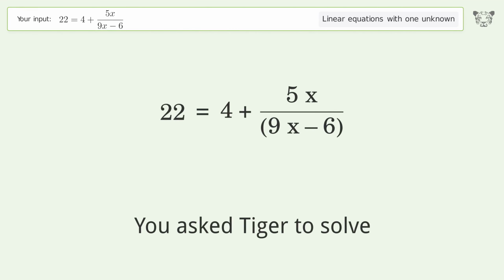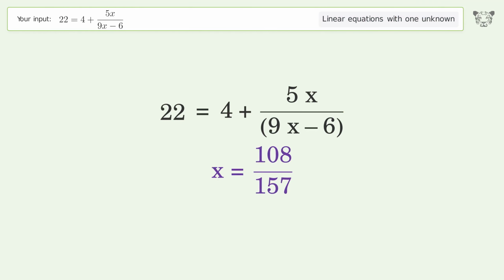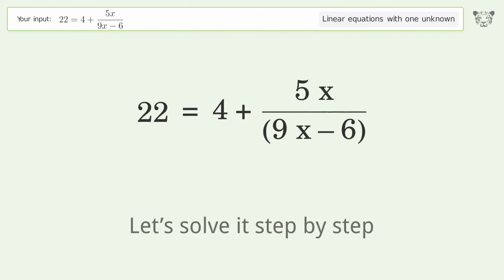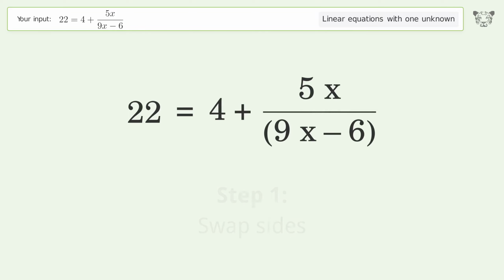You ask Tiger to solve. This deals with linear equations with one unknown. The final result is x equals 108/157. Let's solve it step by step. Swap sides.